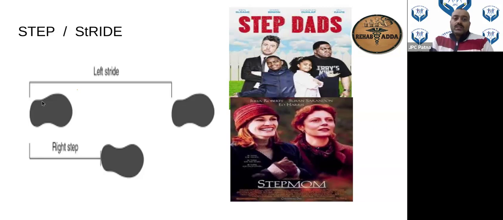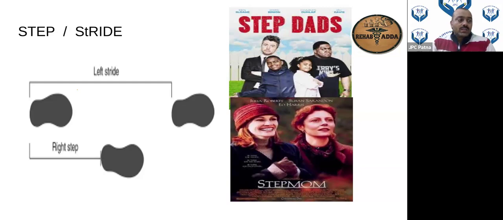This much. This is the left heel, and this is the right. Stride is the same side: the distance between two heel contacts. That is called the stride. So always remember, these are confusing terms, especially in the examination. What is a step? What is a stride? Step is a step. This is how I remember: the stepdad, the stepmom, the other side. So this is the best way.